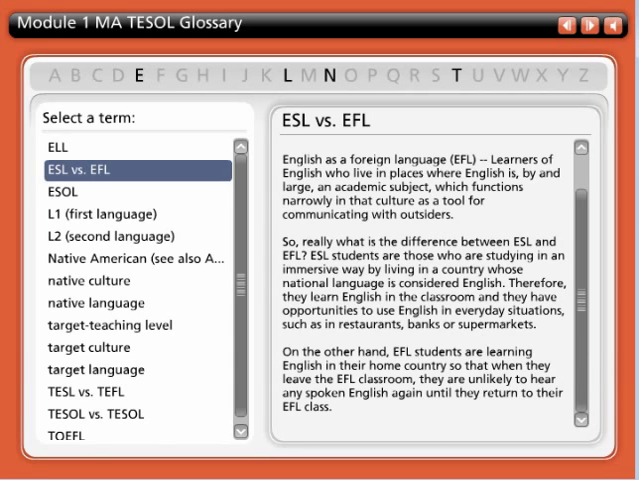Well, ESL students are those who are studying in an immersive way by living in a country whose national language is considered English. Therefore, they learn English in the classroom, and they have opportunities to use English in everyday situations, such as in restaurants, banks, or supermarkets. On the other hand, EFL students are learning English in their home country, so that when they leave the EFL classroom, they are unlikely to hear any spoken English again until they return to their EFL class.